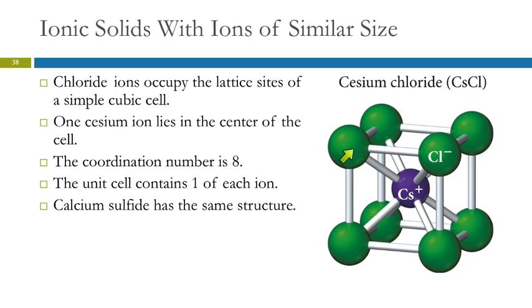The green chlorides, within the unit cell, there's the equivalent of one chloride ion and one cesium ion. Coordination number here is 8. Things like calcium sulfide have a similar structure.